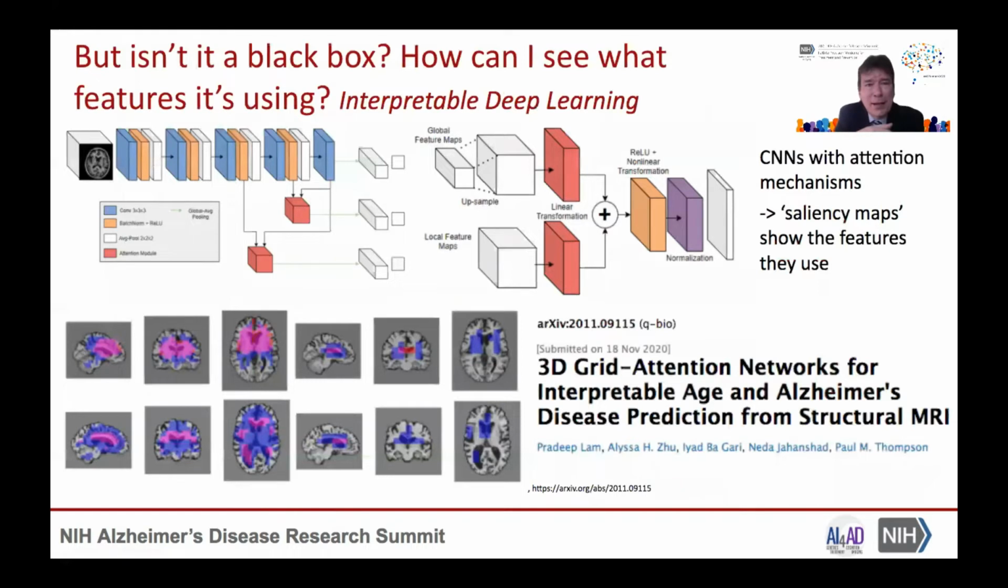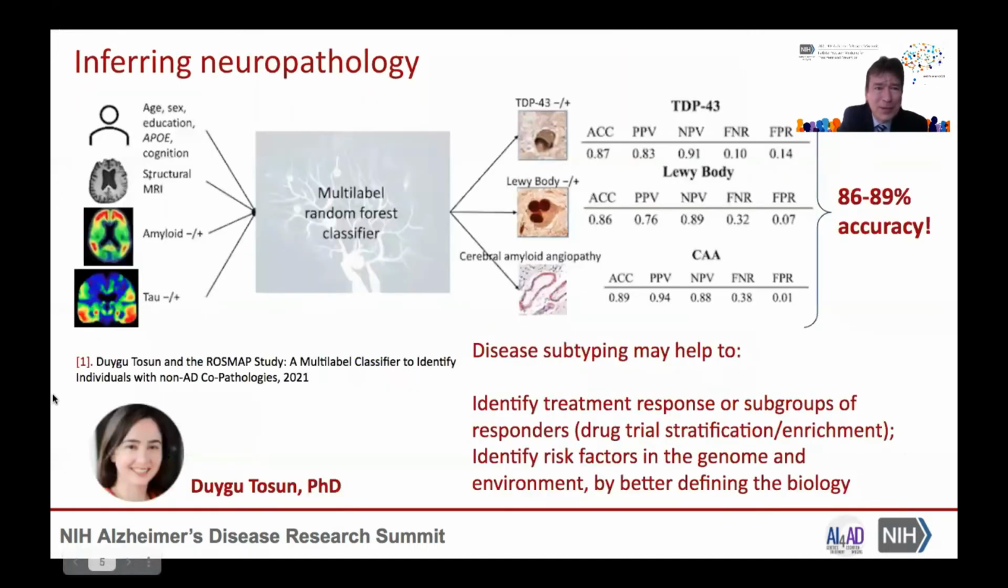Now, AI is sometimes thought of as a bit of a black box, but you can incorporate units in these deep neural networks, such as attention mechanisms, that will produce visualizations of the features that are being used. So in this case, these are the features that are being used to decide a person's age or whether they have a diagnosis of Alzheimer's disease based on their scan. And it gives you a little bit more interpretability as to what is going on.